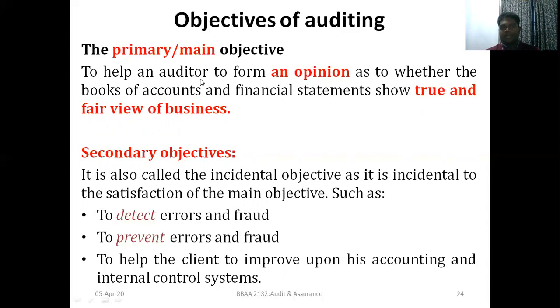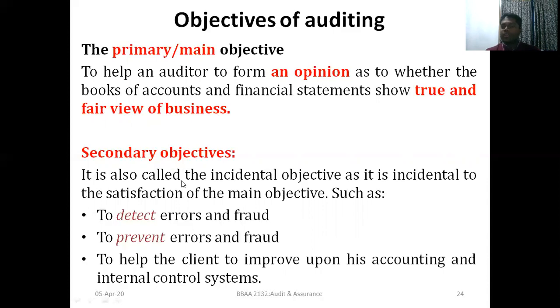So when you say the primary or main objective, it is to help an auditor to form an opinion as to whether the books of accounts and financial statements show a true and fair view. That's the main objective, the main purpose or main aim of auditing, to support the auditor to form an opinion whether the financial statements show a true and fair view of the business. That's the primary one.